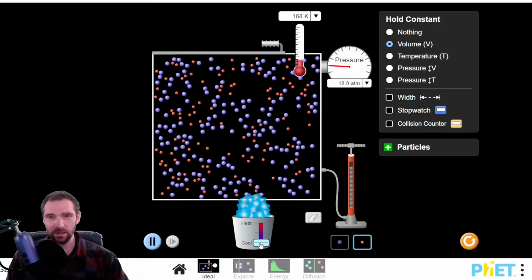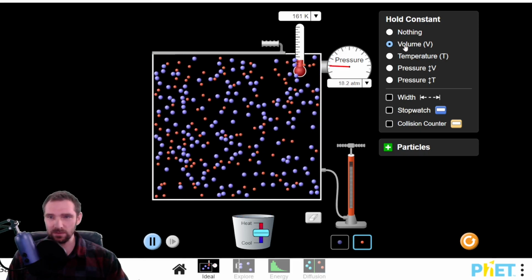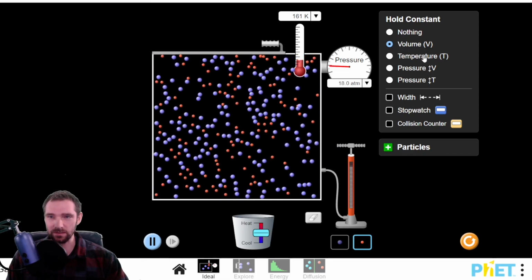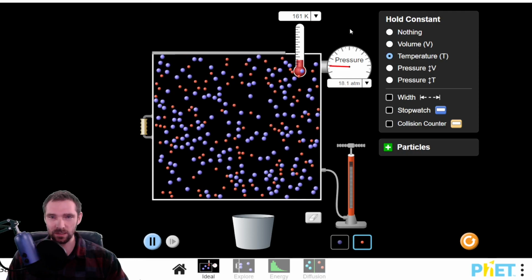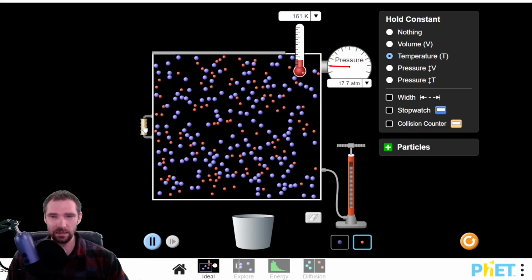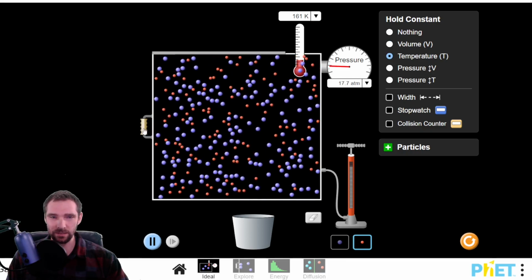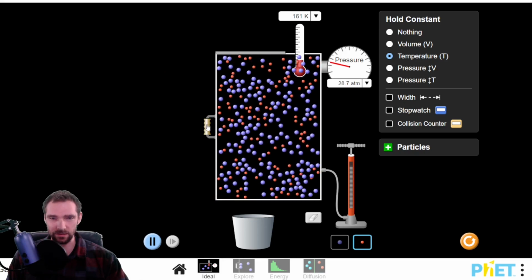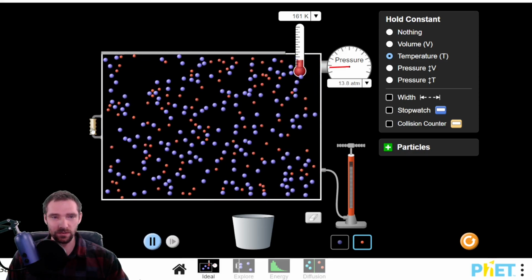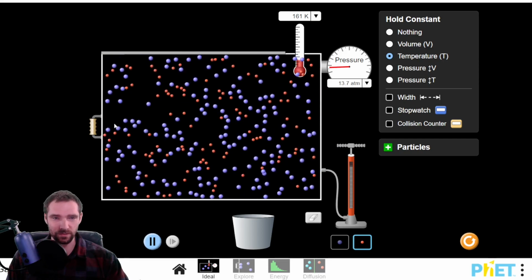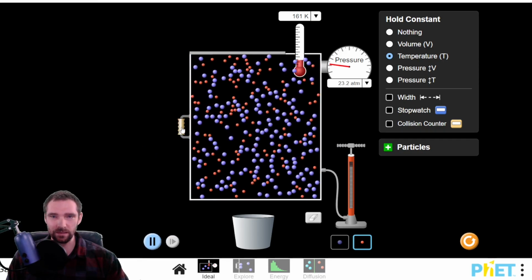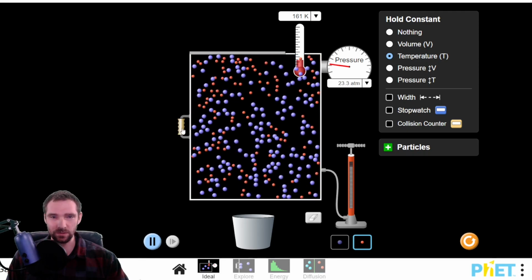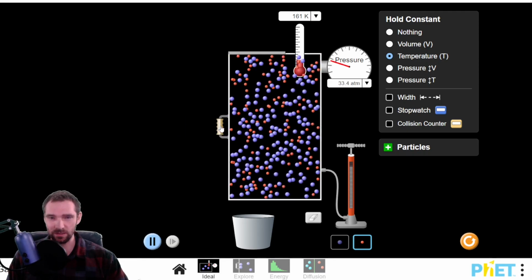If we were trying to simulate some other situations, you can hold the temperature constant. So the temperature is going to be held constant, and now if I change the volume, that's going to change the pressure. It looks like the moles are still the same amount of stuff. So if I hold the temperature constant and change the volume, it should change that pressure.